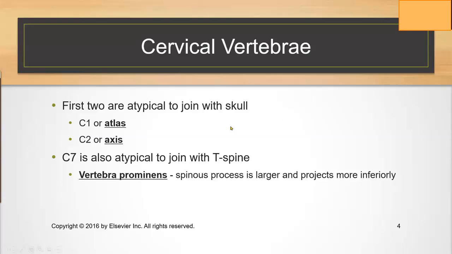Also, another notable characteristic of C7 is that it is atypical, and it is very prominent. If we place our hand on the back of our neck at the very base of our cervical spine, we'll see a prominence that comes out, and that is at the level of C7, the spinous process.